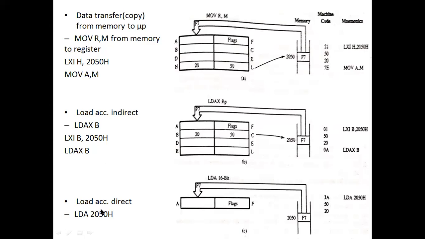Then we have direct addressing, by which we define the address itself within the instruction, that is LDA 2050. It will copy the content of memory address 2050 into the accumulator. So the previous two instructions are indirect addressing, and this is an example of direct addressing.